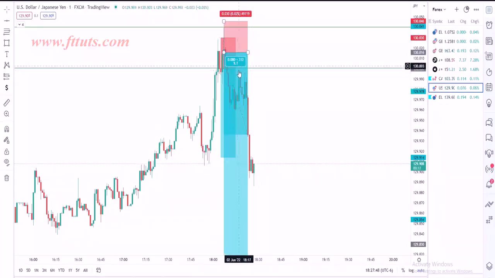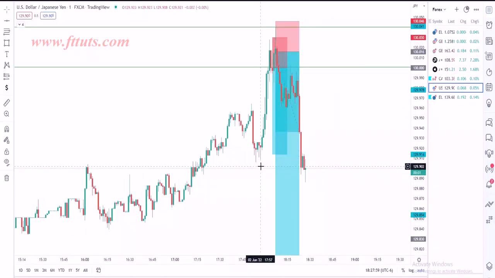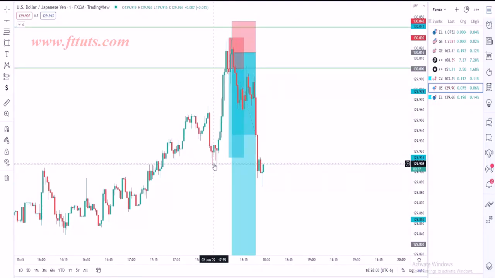Now, right here, it did have a little bit of a pullback, almost kind of a little double top right there, and then it's broken this area. And because it's broken this area, that really gives me a lot of confirmation to stay in this trade.